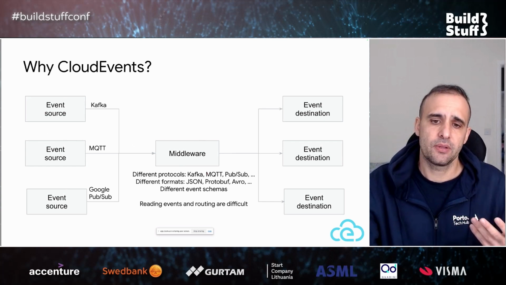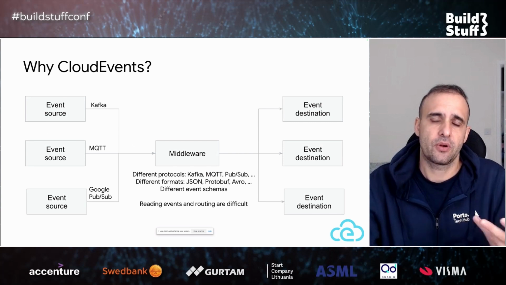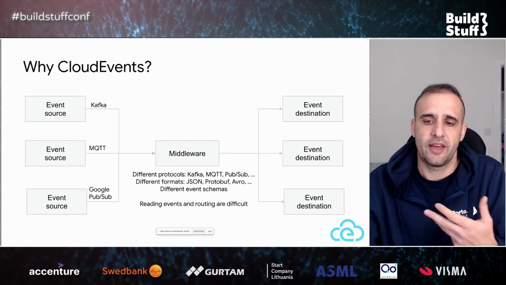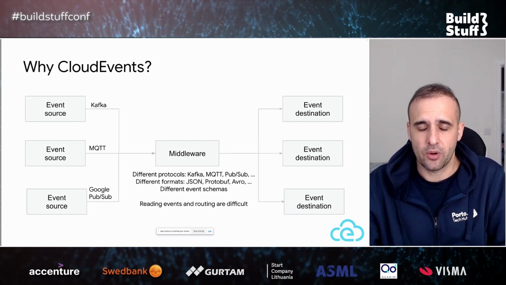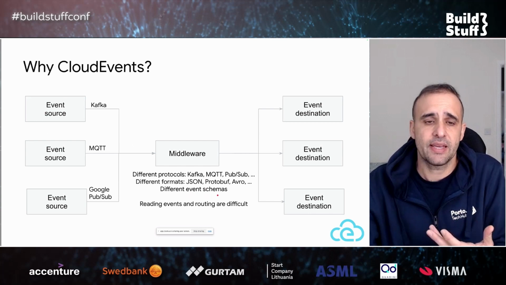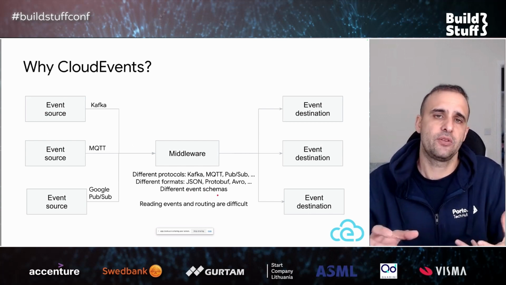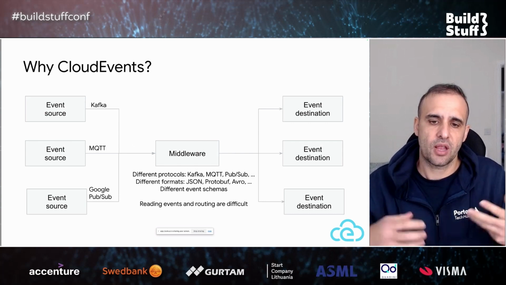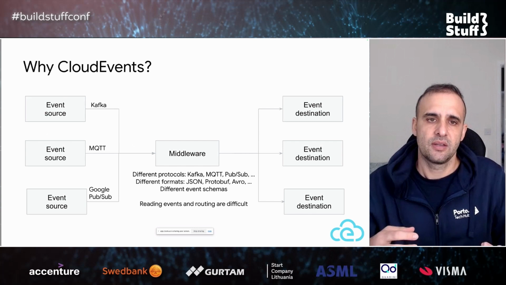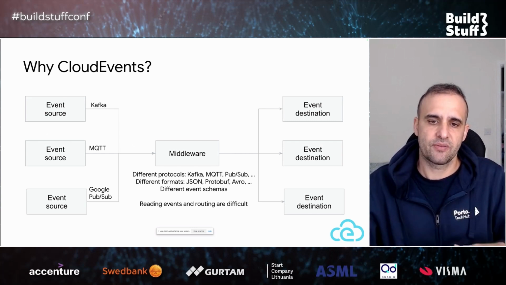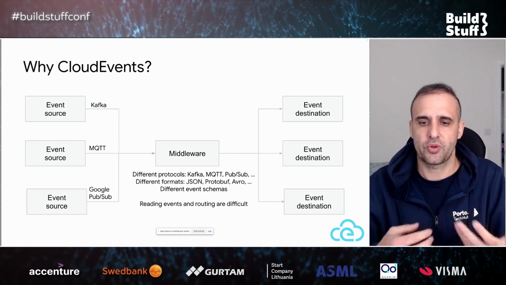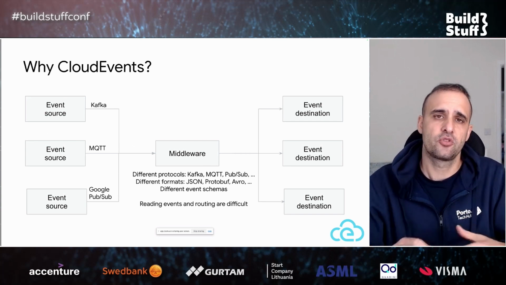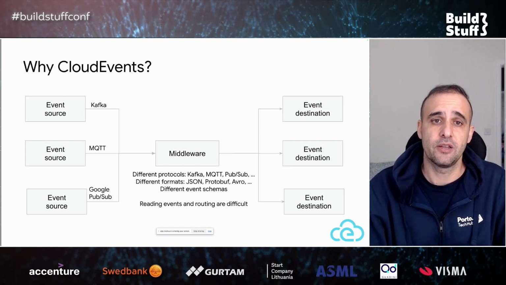You're also dealing with multiple event formats. So maybe your events are going over JSON, but maybe you want to use something more efficient like protobuf or Avro. And your events have their schemas. So you want to capture those schemas and you want to communicate those schemas. So this middleware now has to do a lot of things. It has to read events, write events, and route events using all these different formats and protocols and schemas and so on and so forth. So it becomes quite difficult when you have so many different formats and mediums.